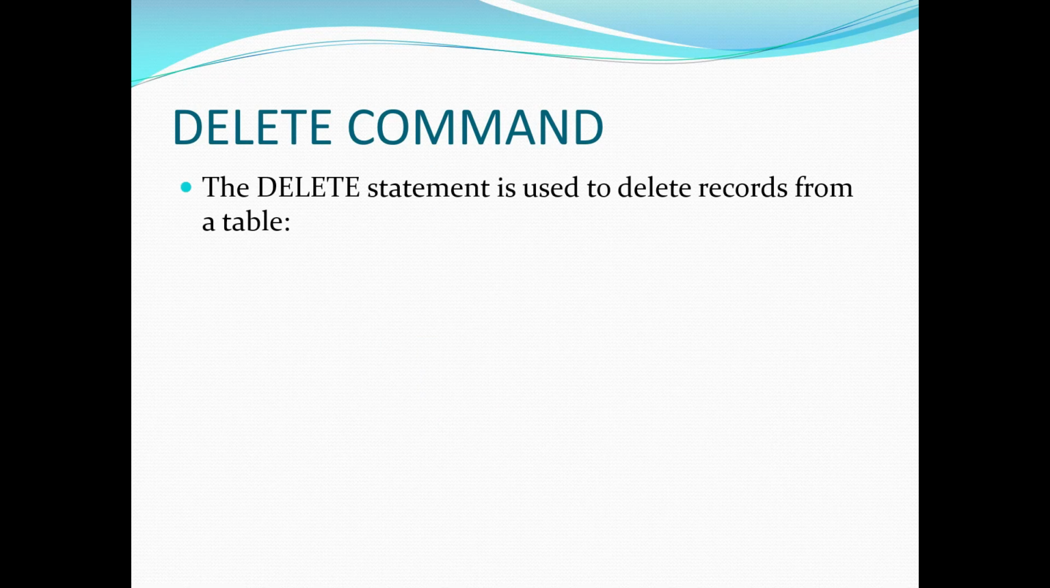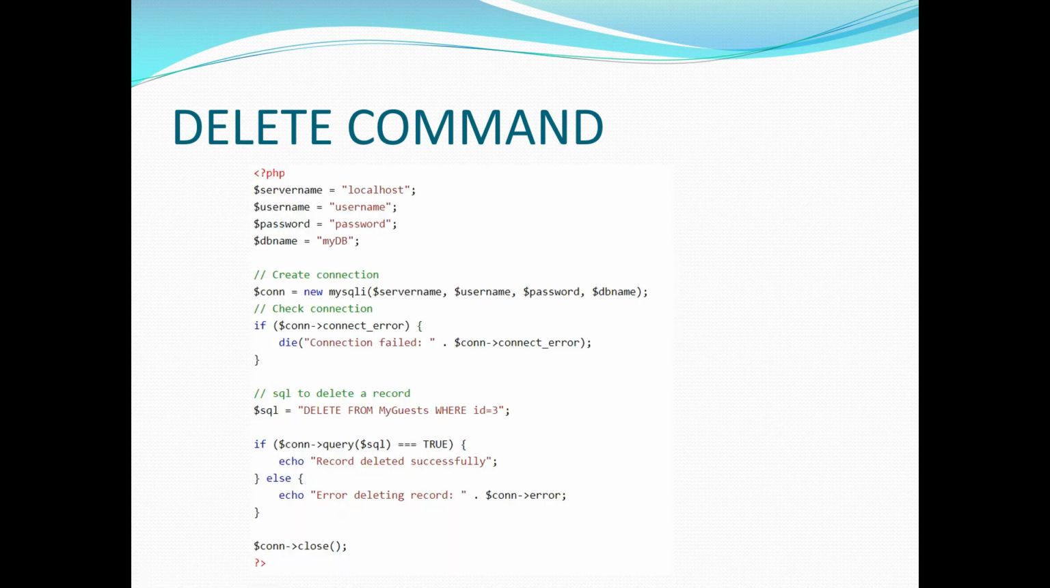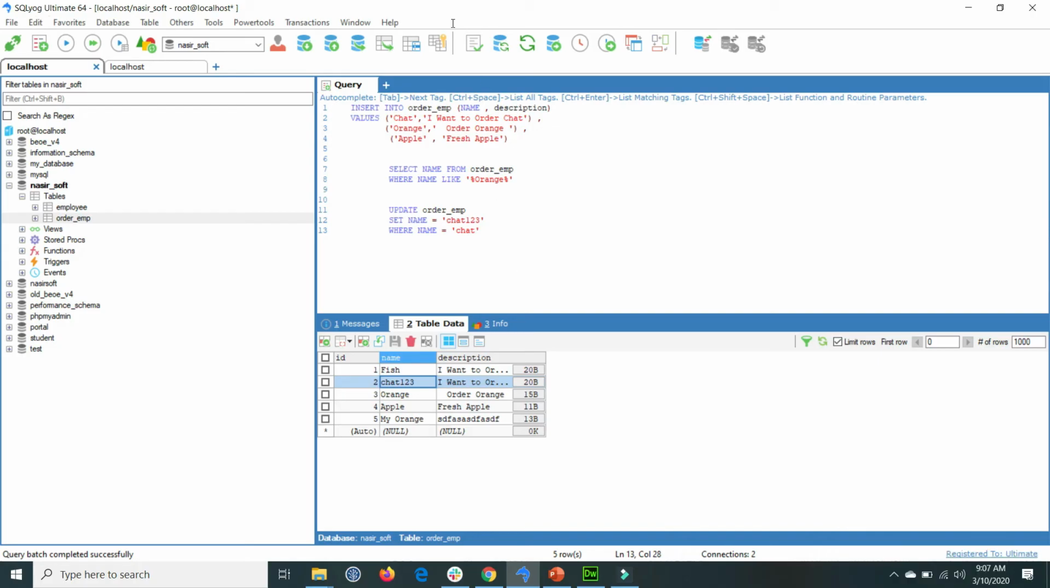Delete command. The delete statement is used to delete records from a table. DELETE FROM keyword, then the table name and the condition. So it will delete some data. For example, in the PHP script, inside DELETE FROM MyGuests WHERE id is equal to 3, it deletes the row with id 3 of the guests table.